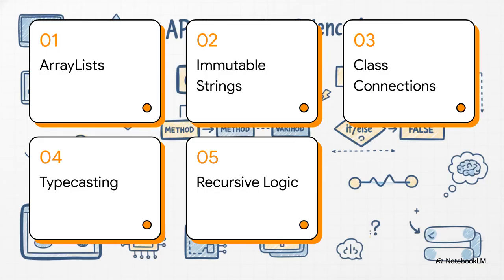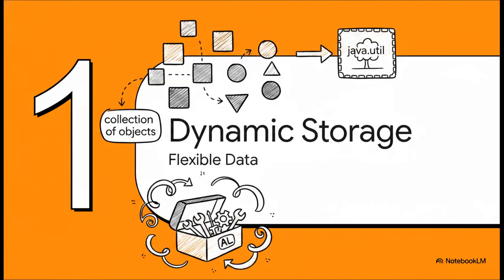Here's our roadmap for the explainer. We've got dynamic storage with array lists, mastering immutable strings, class connections and inheritance, the art of typecasting, and unlocking recursive logic. Let's hit the ground running. Section 1. Dynamic storage with array lists, flexible data management.